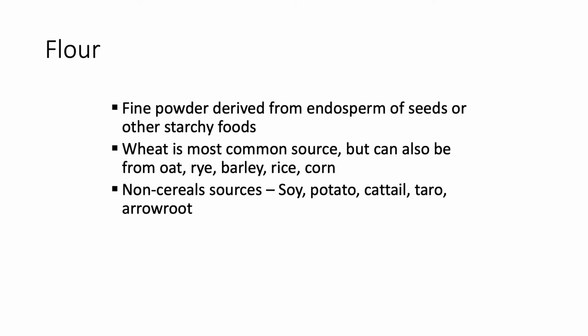So flour is basically the powdered endosperm of seeds or other starchy foods. Wheat's the most common. That's what you find in an all-purpose flour, but flour can also be made from oats, rye, barley, rice, and corn. You can make flour from anything that has an endosperm, so any kind of cereal or grain really. Then there are non-cereal sources like soy, potato, cattail, taro, and arrowroot.